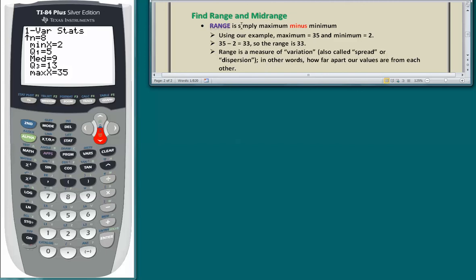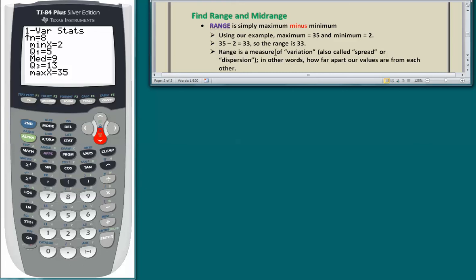You can see here the range is simply the maximum minus the minimum. Well, if we look over here, the maximum is 35, the minimum is 2, and that's what it says right here. Maximum equals 35, minimum equals 2. 35 minus 2 equals 33, so the range is 33. So you actually have to calculate the range. The calculator will not show you the range, but it's very simple to calculate on your own.